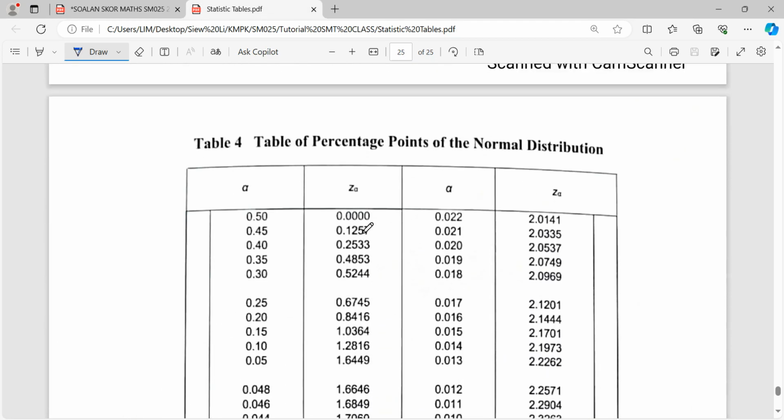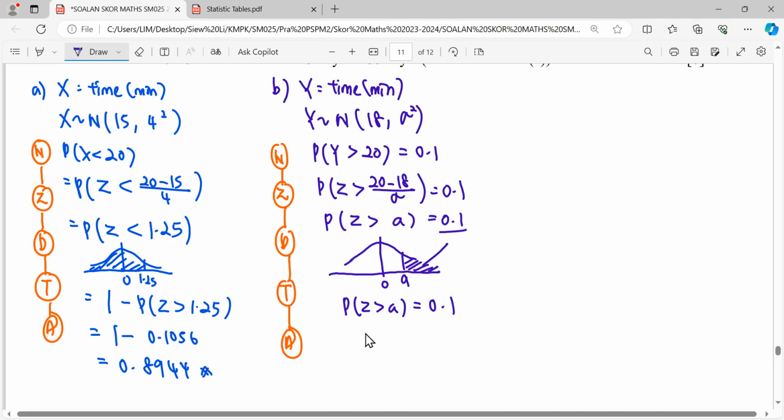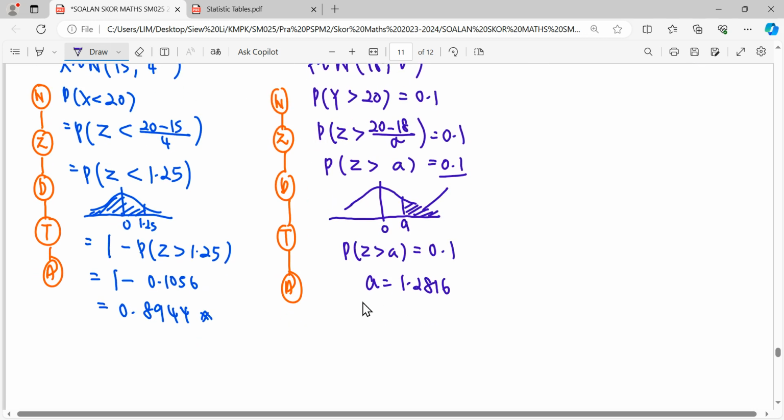Then from the table side, we go to the last page here, where we find the probability is 0.1, then we can get the z-score in 4 decimal places. So the z-score under probability 0.1 is 1.2816. So the a here represents 20 minus 18 over sigma. So when we simplify this, we can get 1.56.